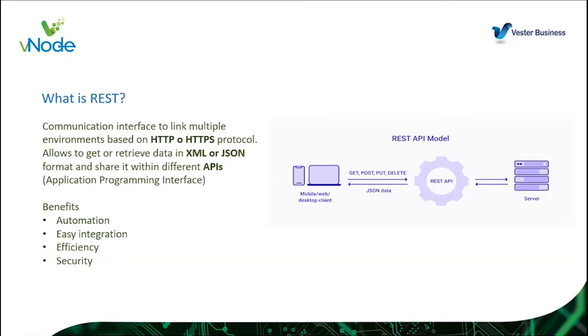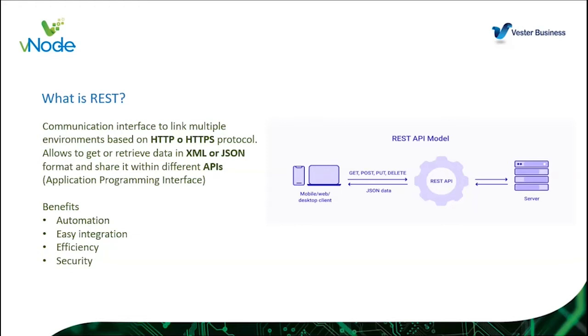And that's why REST API, or REST, is not really a protocol, it is a data structure actually, that allows us to communicate between multiple applications using the HTTP or HTTPS protocol. It also allows us to get or retrieve data in two formats, specifically XML or JSON format. And we use the APIs to communicate between multiple applications. But what is the benefit of using a REST API model of communications?